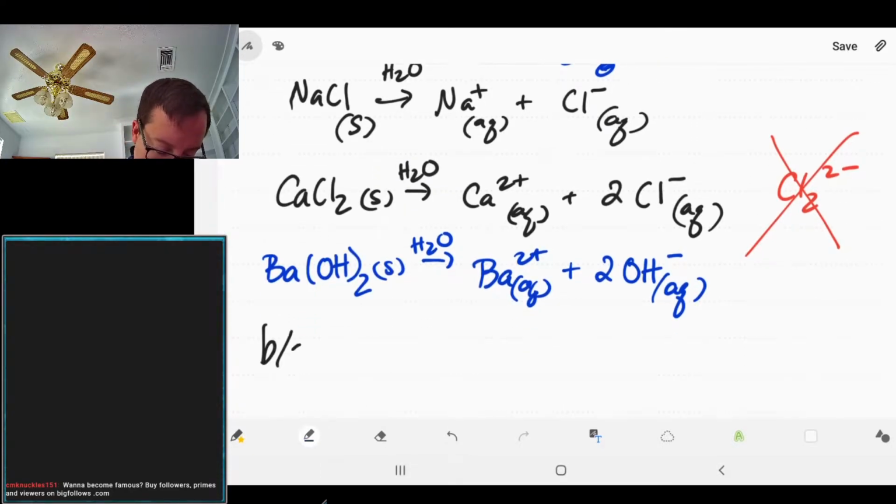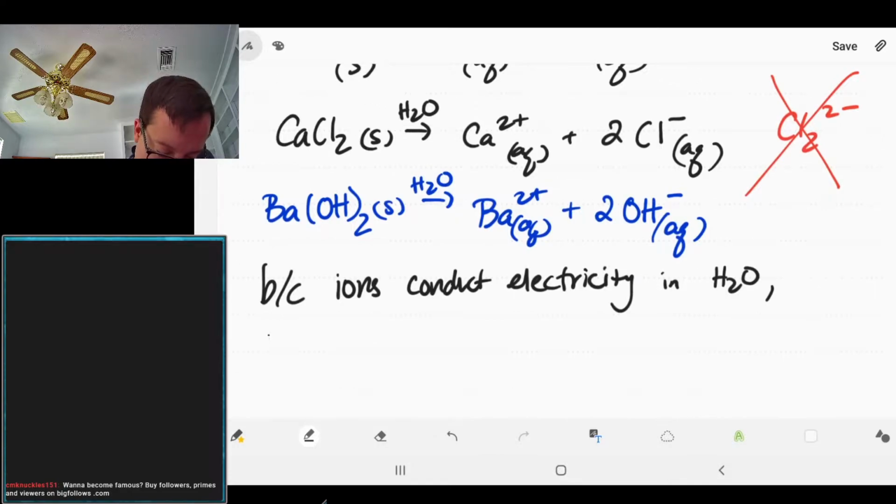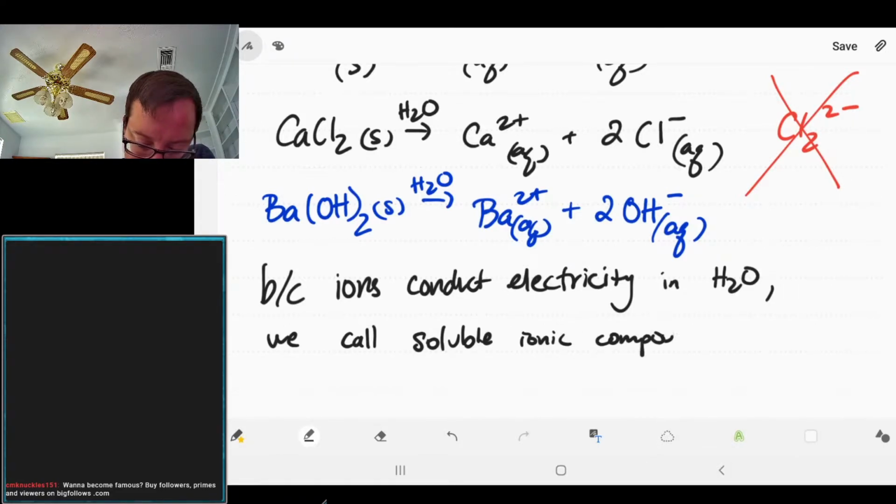One more thing, because ions conduct electricity in water, which is why it's a bad idea to be at the ocean if there's a lightning storm. If you have to be in water, choose fresh water, but ions conduct electricity much better than pure water does. And so we will often call these soluble ionic compounds strong electrolytes.